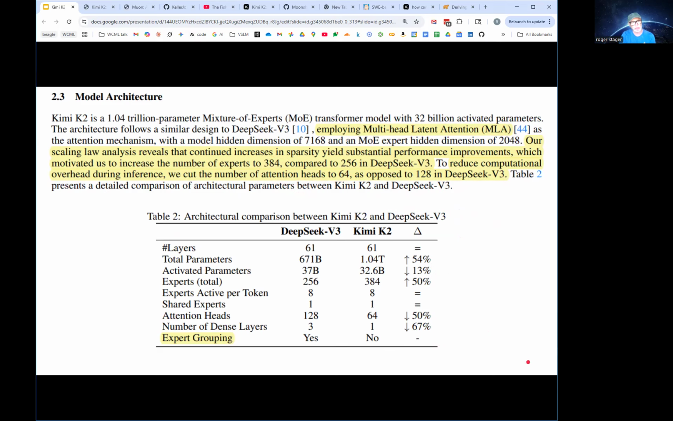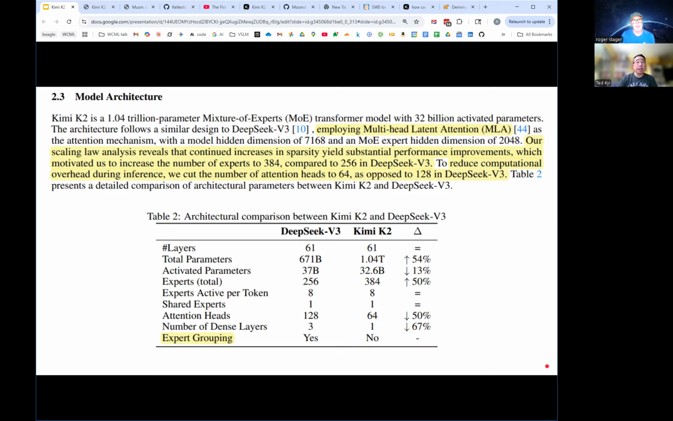I wasn't quite sure what the expert grouping was. I tried to find that. Anybody know that one? That's where you try to co-locate experts on the same GPU. Oh, okay. So that hopefully gives you slightly better training performance. It gives you functionally better communication. It doesn't change what it's doing. Gotcha.